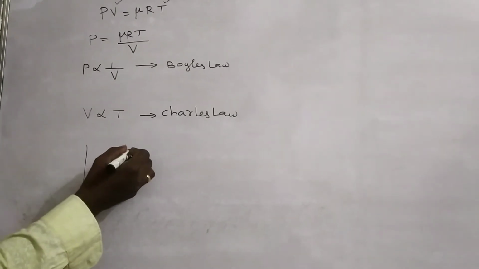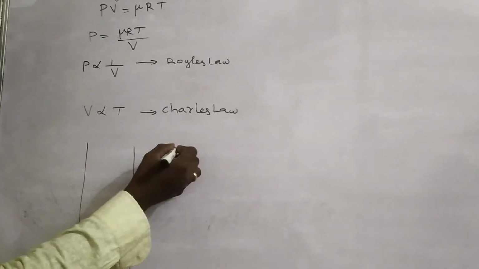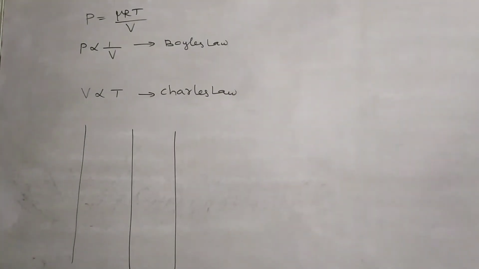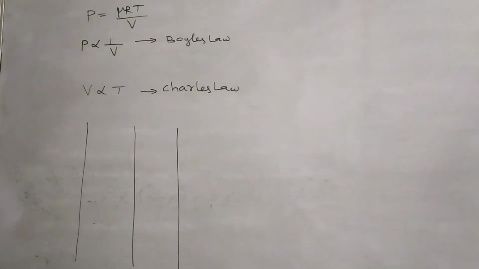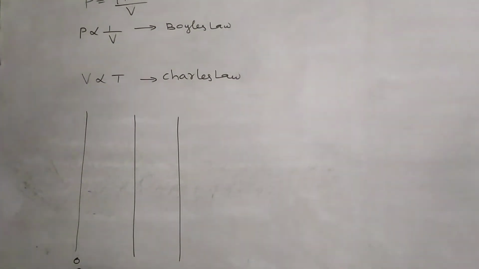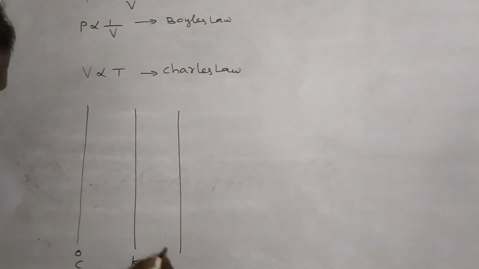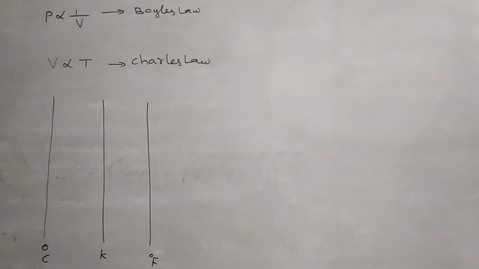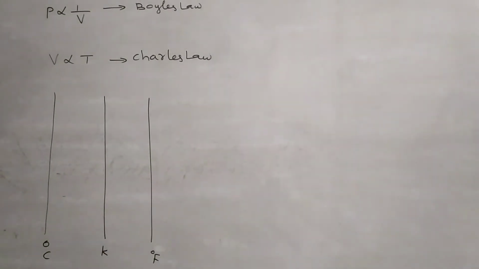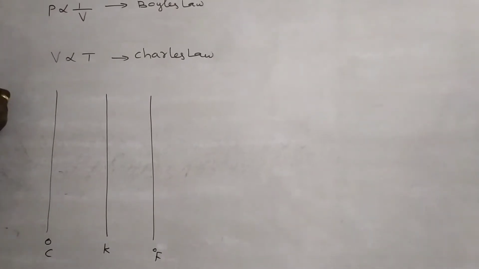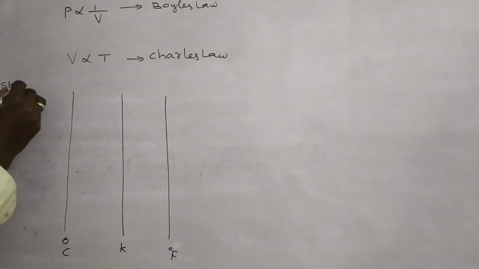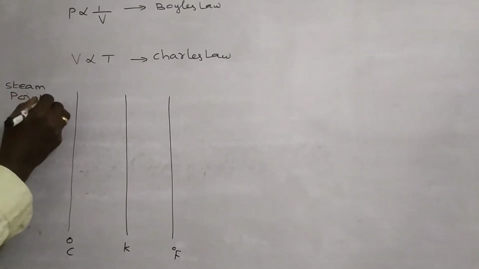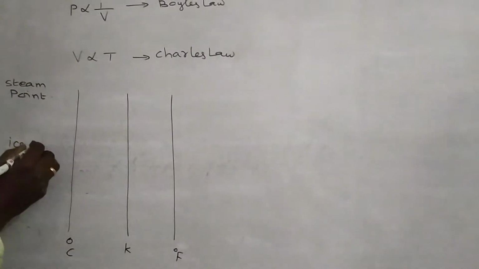So the temperature of a liquid is measured by 3 scales. One is Celsius, another one is Kelvin, then Fahrenheit. Degree Celsius, Kelvin, degree Fahrenheit. In Kelvin there is no representation of a degree; degree is mentioned only for Celsius and Fahrenheit. So there are 3 different temperatures to be noted. One is the steam point or boiling point. Another one is the ice point.